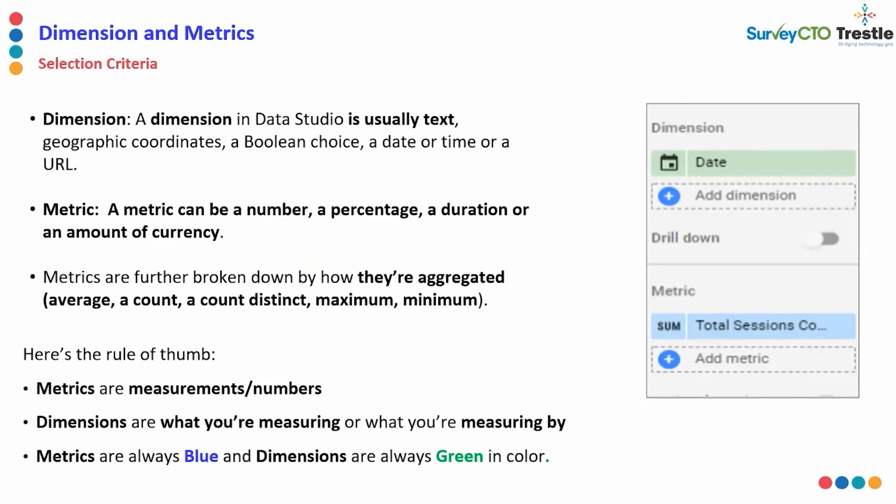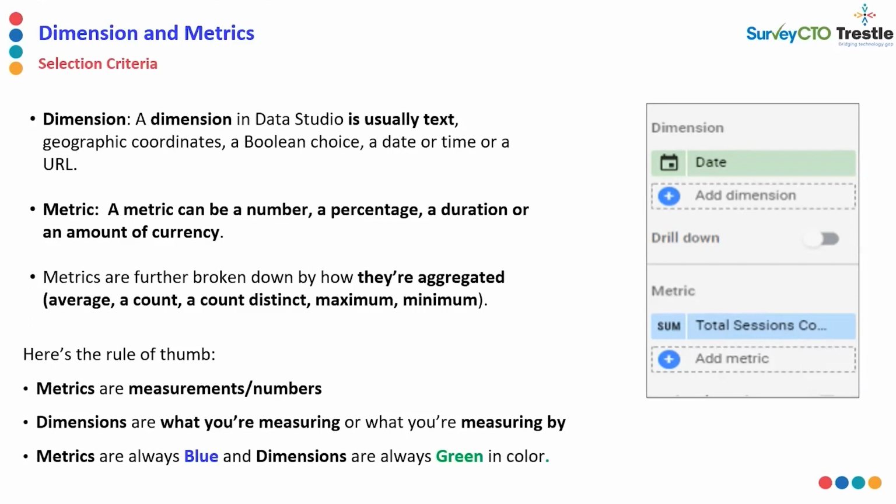So dimension is basically what you are measuring, right? Under which thing you are measuring. It's usually a text or a GPS or a Boolean choice. And metrics are numbers, right? Metrics are basically what you are measuring. It can be a number, a percentage, a duration, or a currency. It can be anything which deals with numbers, and they can be further aggregated by average, count, maximum or minimum.